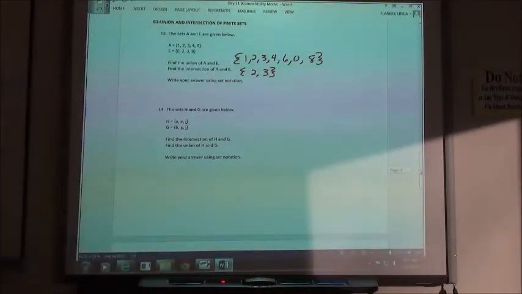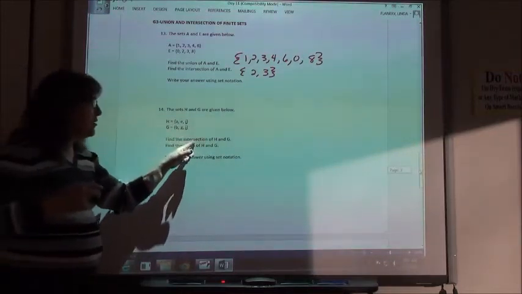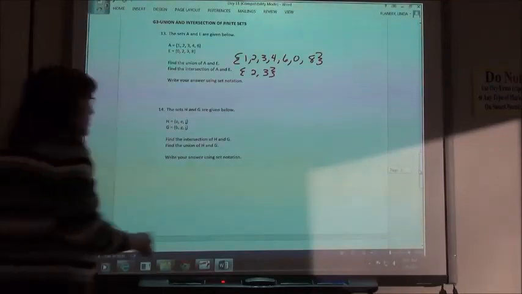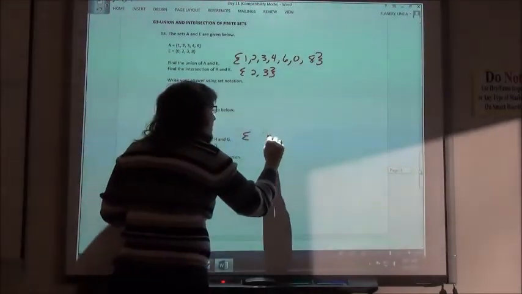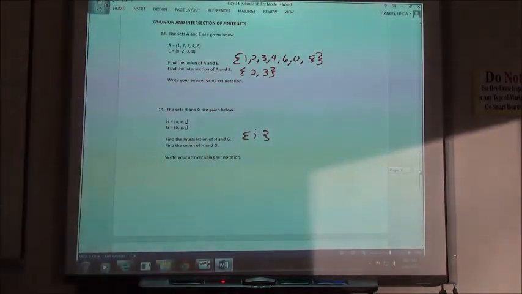The sets H and G are given below. H is the set A, E, and I. G is the set B, G, and I. What is the intersection of H and G? What do they both have in common? They just both have an I. So we're going to use the set symbols, and in there, there's just an I. That's the only thing they have in common.